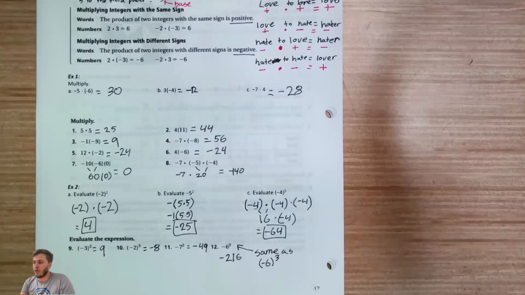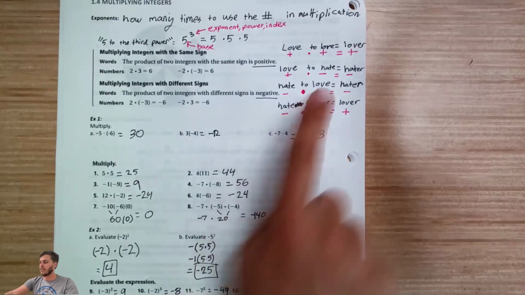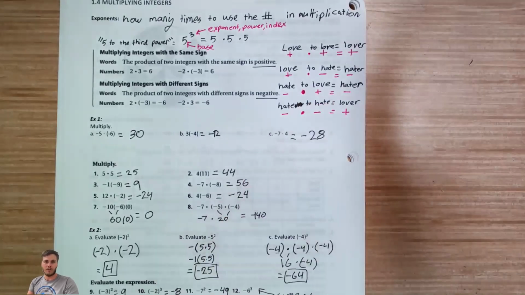And that's it for 1.4 on multiplying integers, and thus multiplying positive and negative numbers. Again, what I want you to keep in mind here, outside of what we just finished with the exponents, is this up here. If you love to love, you're a lover. Love to hate, you're a hater. Hate to love, you're a hater. Hate to hate, you're a lover. If you have integers that you're multiplying that are the same sign, it's always going to end up positive. If you have integers that are not the same sign, it's always going to end up negative.